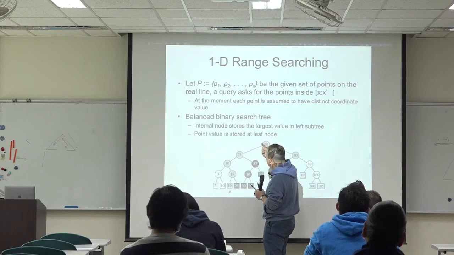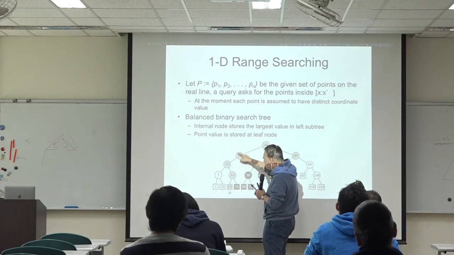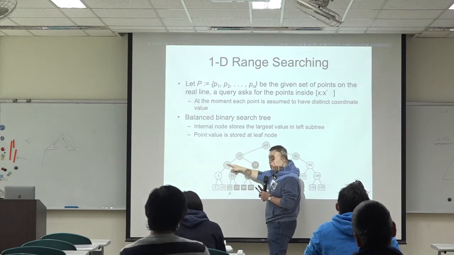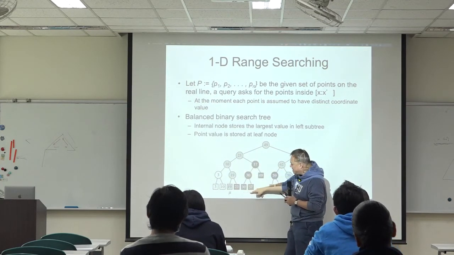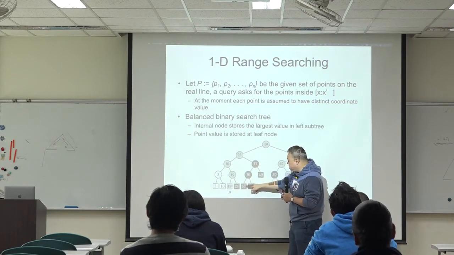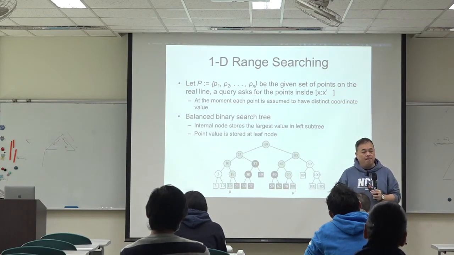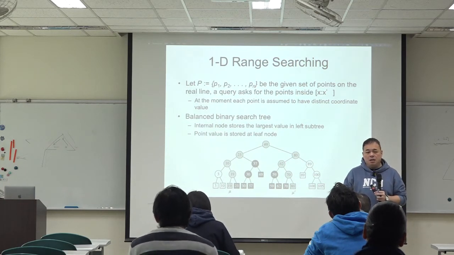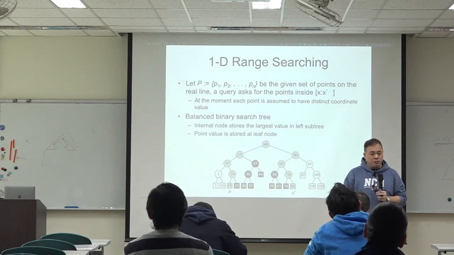Because 15 is smaller than 49, we go to the left node. And here it's very important. Because 15 is smaller than 23, we go to the left subtree, and all the points in the right subtree, all these 3 points, must fall in this range. So we just report them.